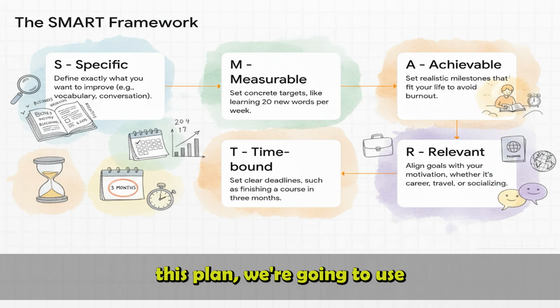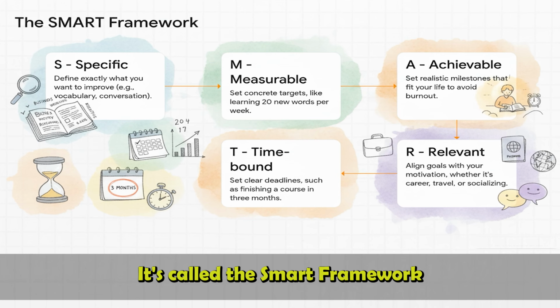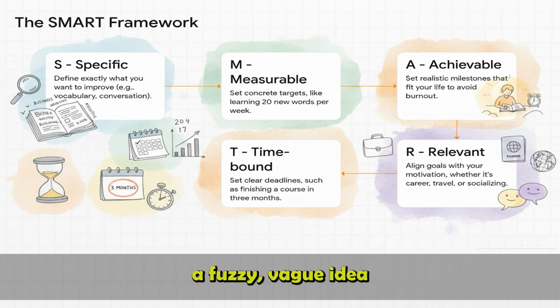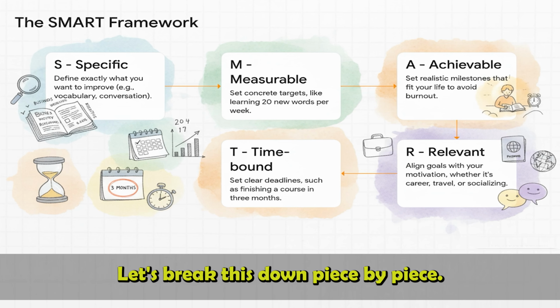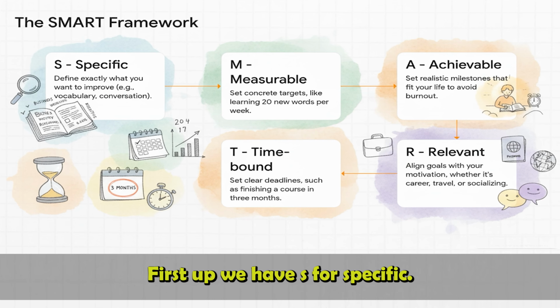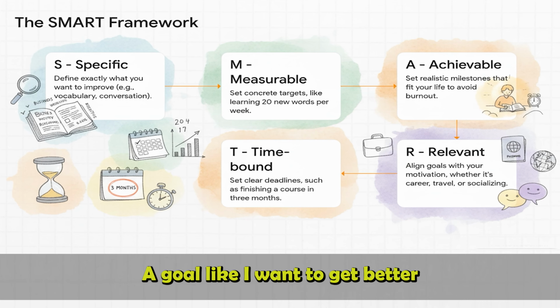Now, to build this plan, we're going to use an incredibly powerful framework that businesses and successful people use all the time. It's called the SMART framework. And this is what turns a fuzzy, vague idea into a real concrete strategy. Let's break this down piece by piece. First up, we have S for specific. This is so important. A goal like, I want to get better at English, is just too vague.